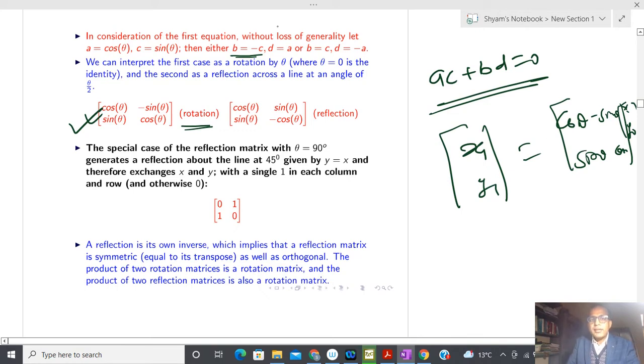Another choice I have is that I can maintain a and d, and b I can maintain as c. For that, this kind of matrix comes into the picture. And if you take a reflection about some angle theta by 2, it is possible to show that the same kind of matrix appears. If you substitute theta equal to 90 degrees, that is nothing but reflection about the line y equal to x, and at theta equal to 90 degrees, this matrix comes into the picture.